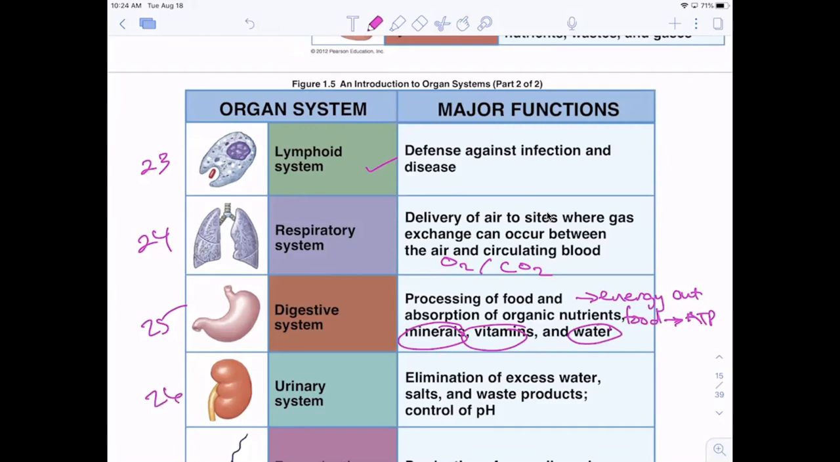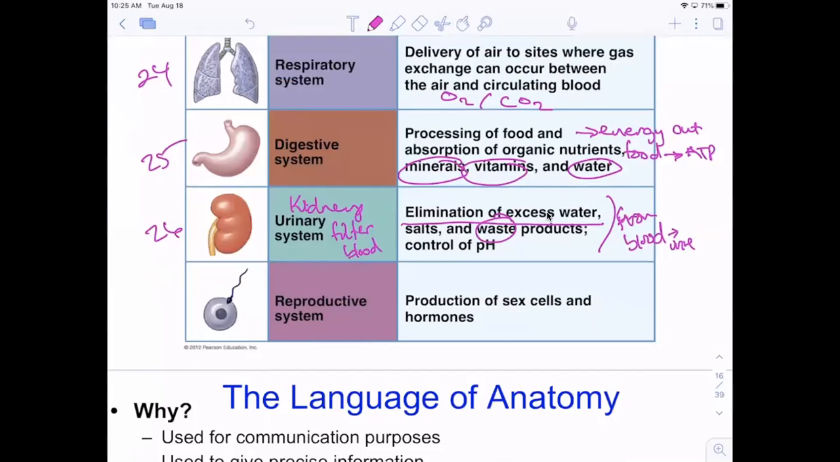26 is the urinary system. This is the kidneys. So kidneys filter your blood, and they get rid of the things we don't want. So elimination of waste from the blood, so we can excrete it out as urine. And last but not least, we have the reproductive system.